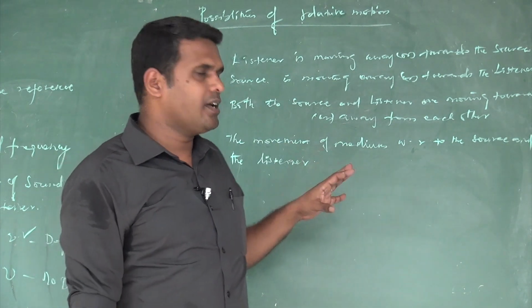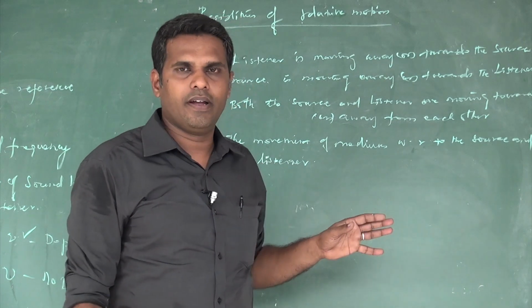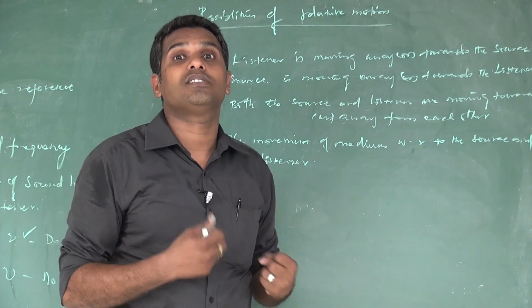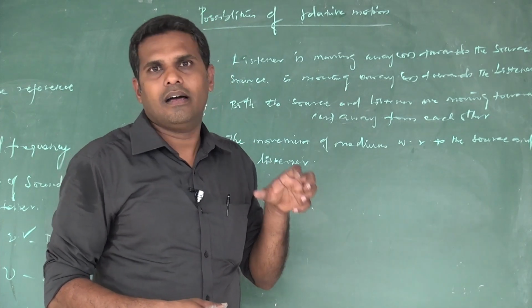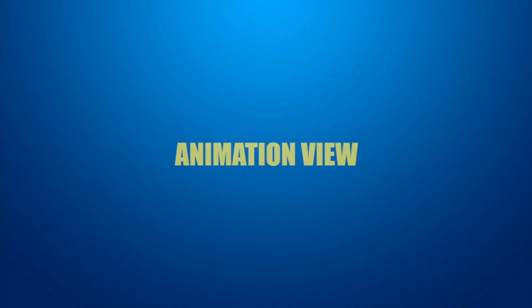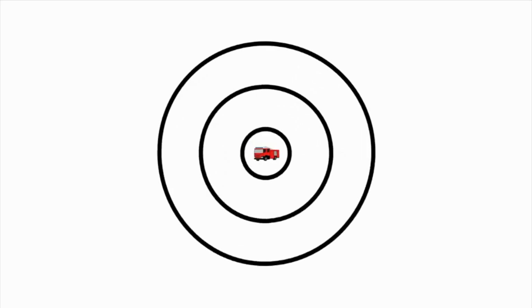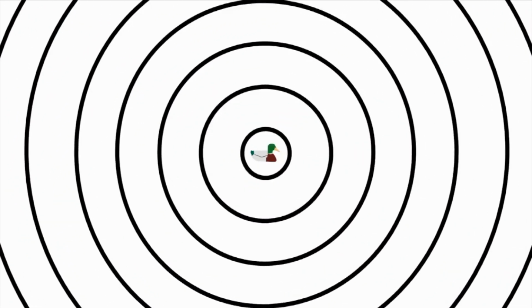In order to have a clear picture about this Doppler effect, and to understand how the frequency changes take place, we shall have a simple animation view here. Here is the thing that is emitting waves. It could be a fire truck emitting sound, a star emitting light, or a duck creating ripples on the water. Those are all waves and they look something like this.